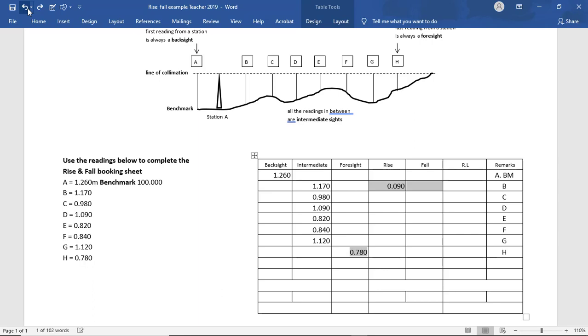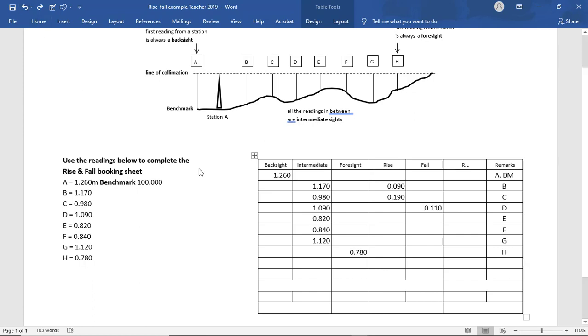We'll just put our first one in there, and how we arrived at that. We've got 1.260 minus 1.170 gives us a figure of 0.090. So that's a rise. It's a positive number, so it's a rise. We do the same with the next one, 1.170 minus 0.980 gives us a positive number, and it's 0.19.